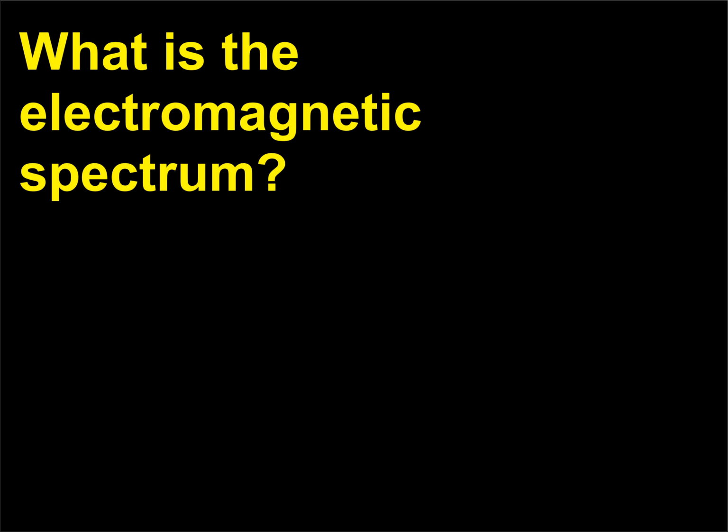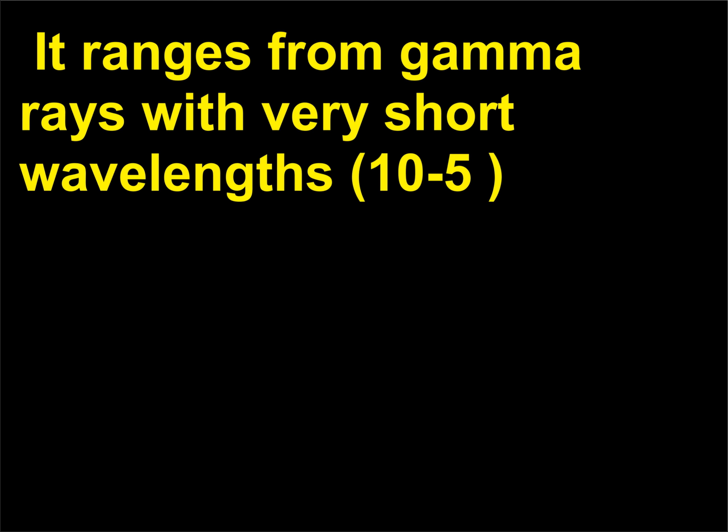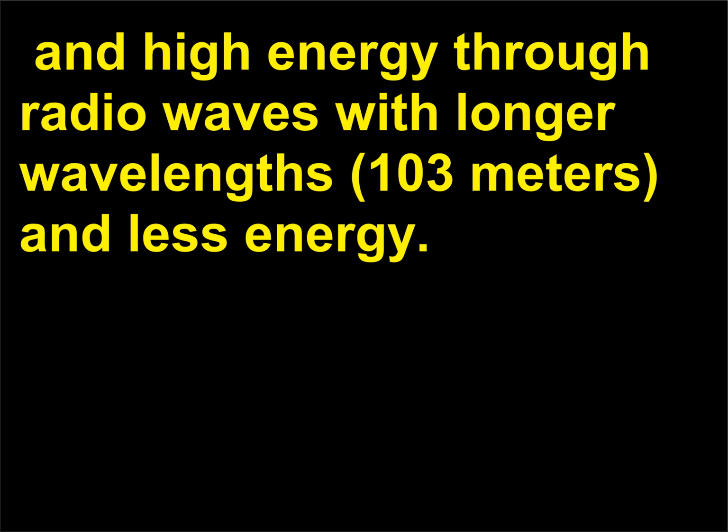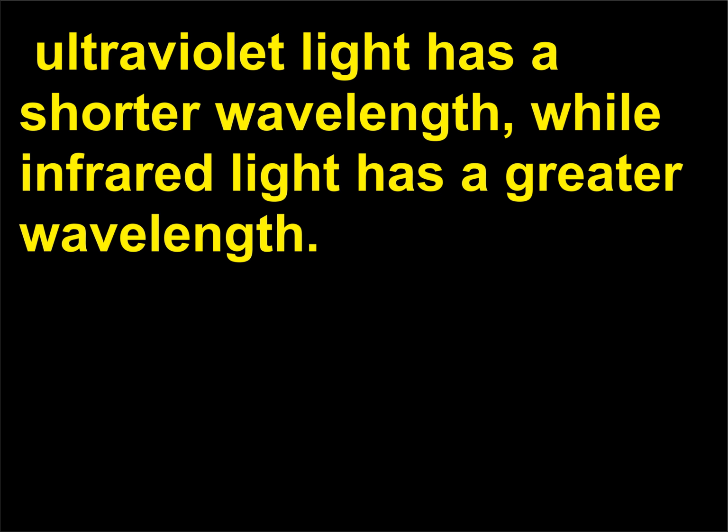What is the electromagnetic spectrum? The electromagnetic spectrum is the range of wavelengths. It ranges from gamma rays with very short wavelengths, 10^-5, and high energy through radio waves with longer wavelengths, 10^3 meters, and less energy. Visible light, seen as color, occurs between 380 and 750. Ultraviolet light has a shorter wavelength, while infrared light has a greater wavelength.